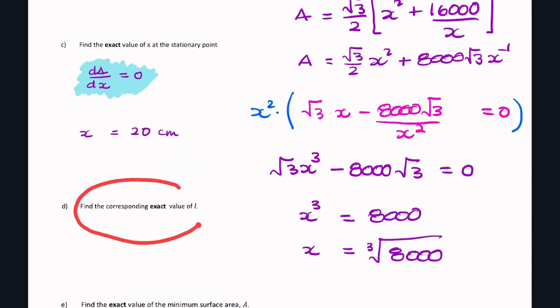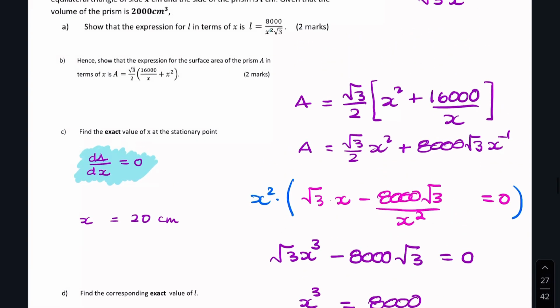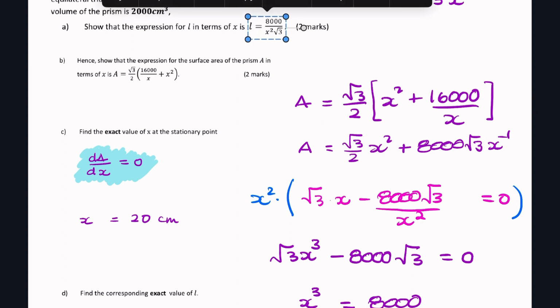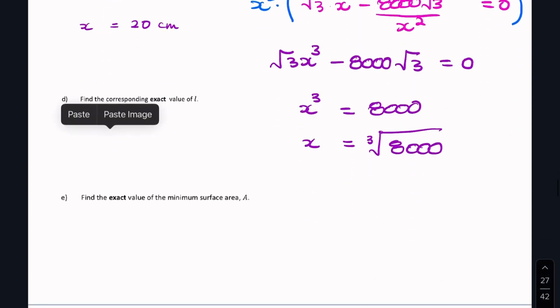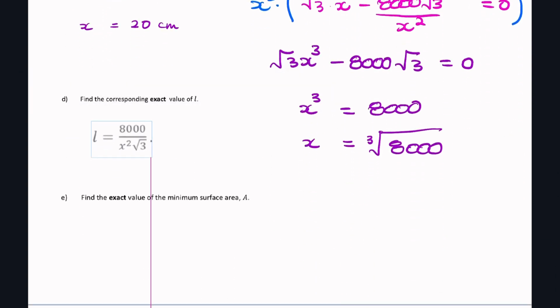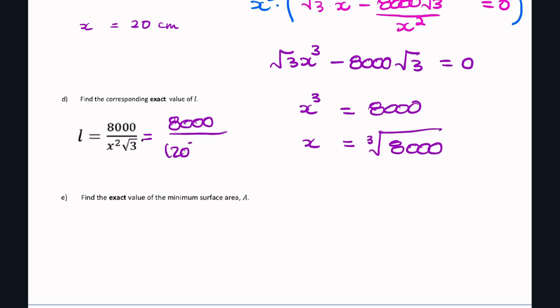They said, find the corresponding value of L. Well, we have an expression for L. So we know L in terms of x. So it's just a case of substituting. So we can say L is 8,000 divided by 20 squared times root 3. Put that in a calculator.